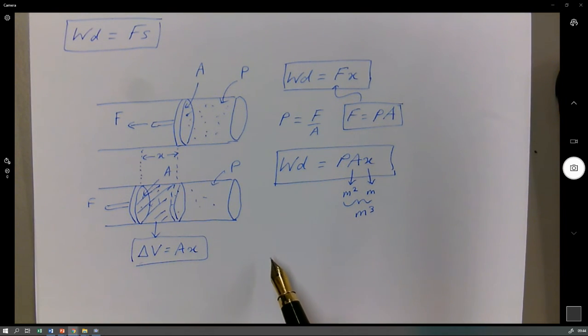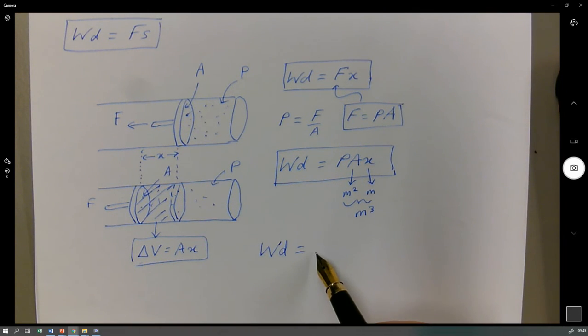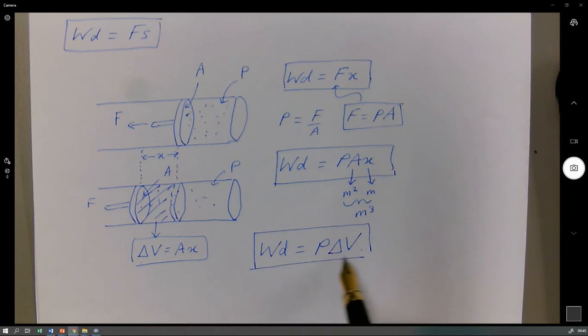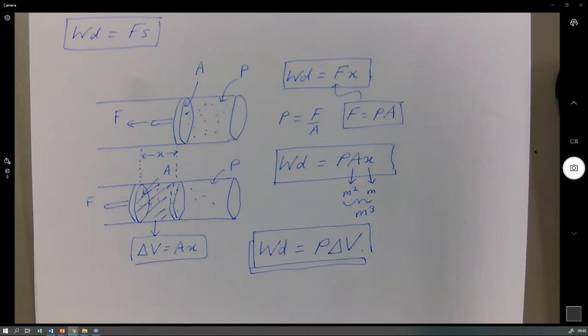So from that we can see, let's substitute that in, that the work done when a gas expands under constant pressure is equal to, what's it equal to? P delta V. Okay, do we get that? Is that pretty nifty? I quite like that.